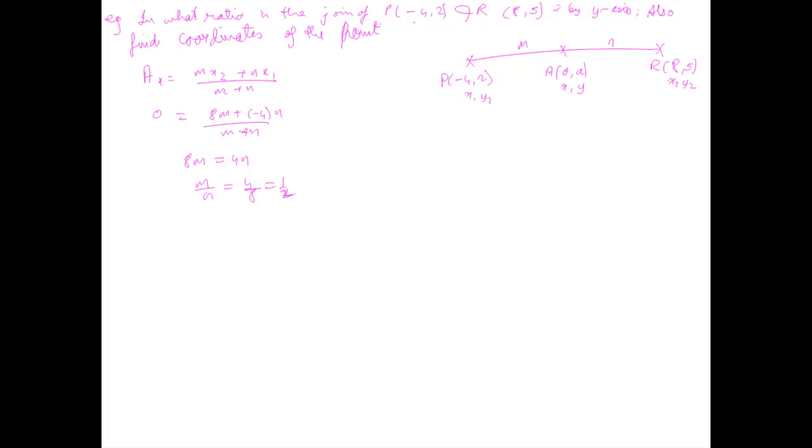Once we have this, children, m upon n is 1:2, that's the ratio, m is to n is equal to 1:2. Now for the coordinates, children, we need to find out A. M is 1, n is 2. So for that part, that's A of y, the ordinate of A would be given by my2 plus ny1 upon m plus n. That's, children, A is equal to (1 times 5 plus 2 times 2) upon (1 plus 2). That's 4 plus 5, 9, 9 by 3, which is 3. So the coordinates of A, children, come out to be (0, 3).